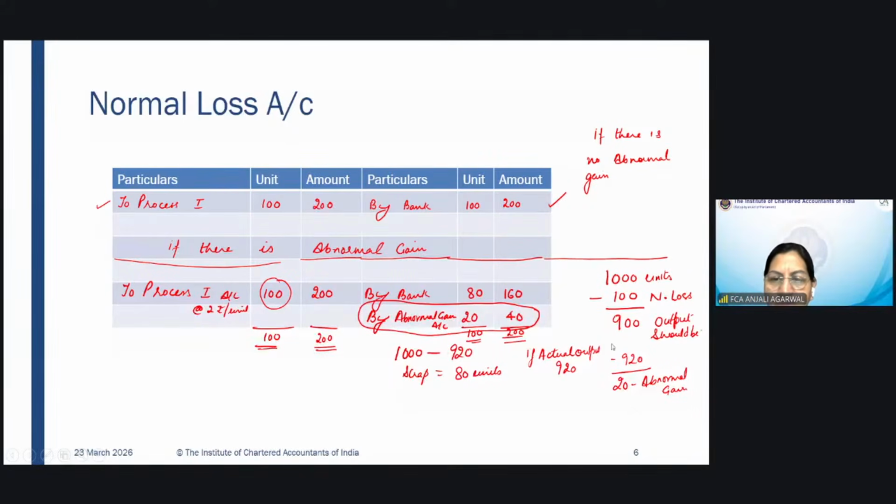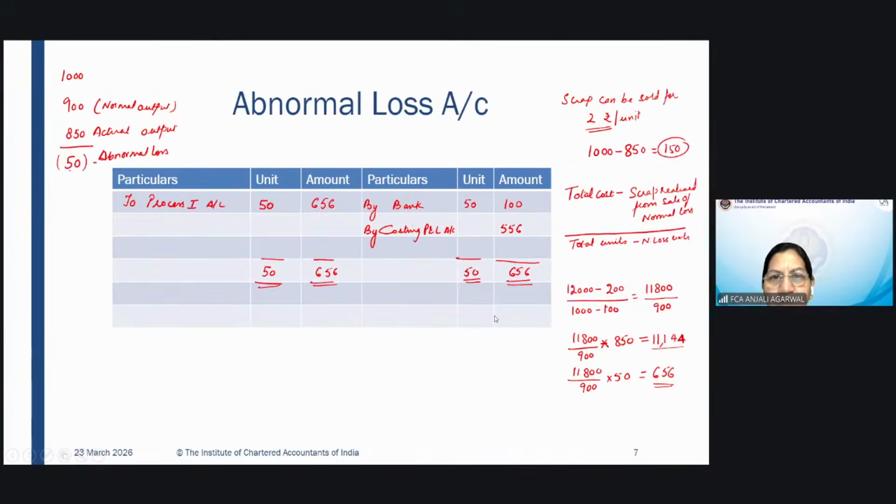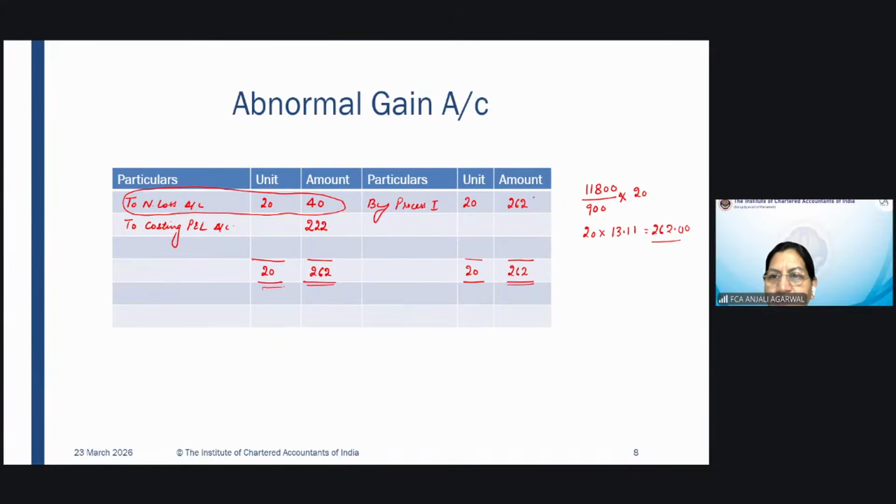So these 20 units, which could have been sold for 40, now that we don't have it, that will reduce the profit from the abnormal gain account. So when you had an abnormal gain account, you thought you have 20 units extra. And as each unit was 13.11 rupees per unit, there was a profit of 262. So this will be the cost. This should move to the costing P&L.